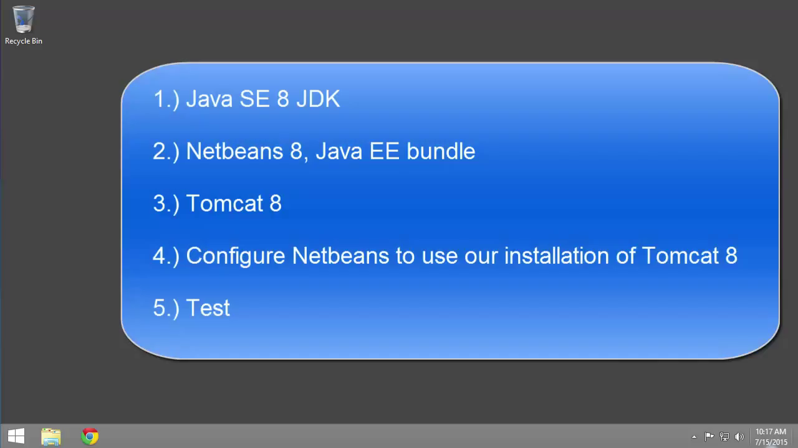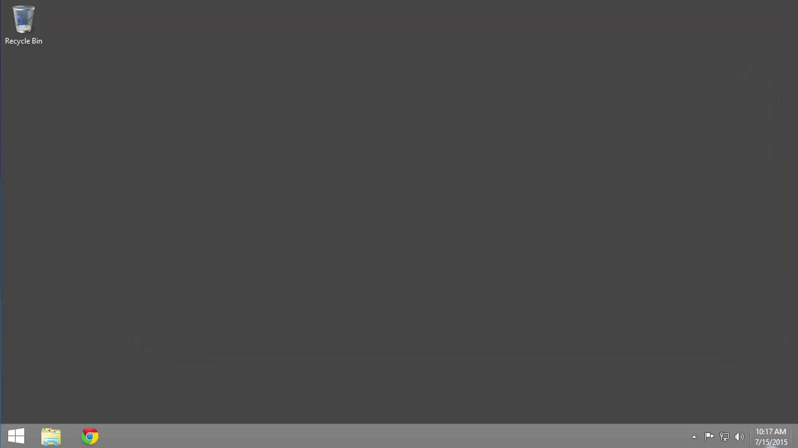First, we need to install the Java development kit. We're going to use Netbeans, so we'll need to download it, get it installed. We're going to use a Tomcat 8 server, so we'll get that downloaded and installed. Then we'll need to configure NetBeans to use our Tomcat that we installed. And then the last thing we'll do is just test everything and make sure it's working like it should. So let's get started.